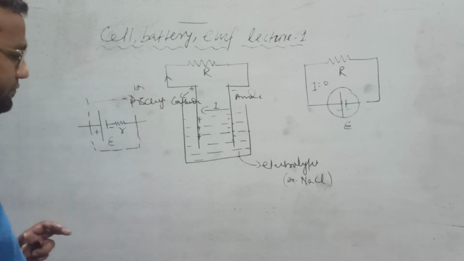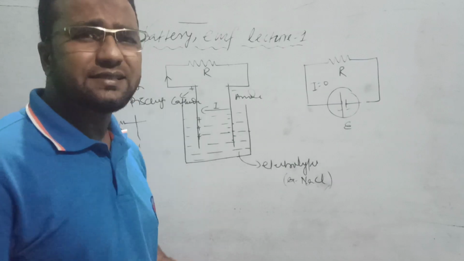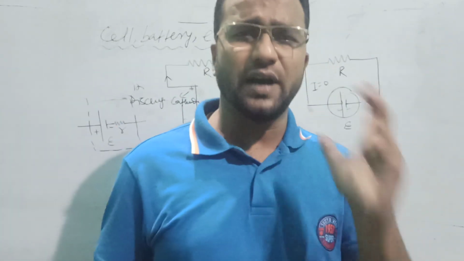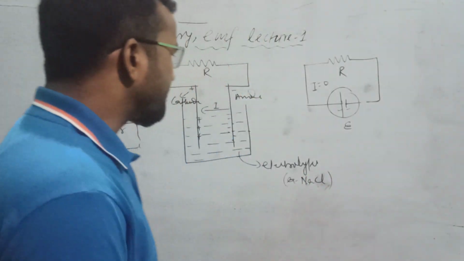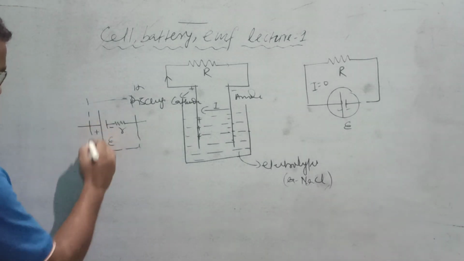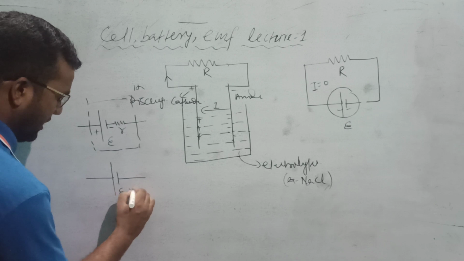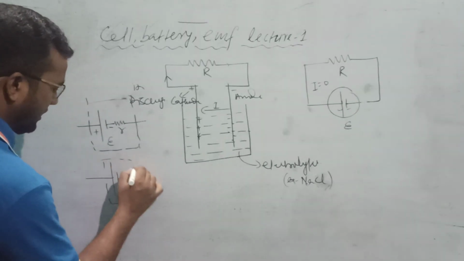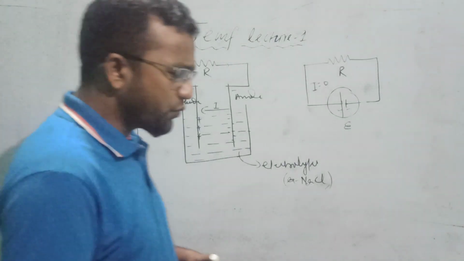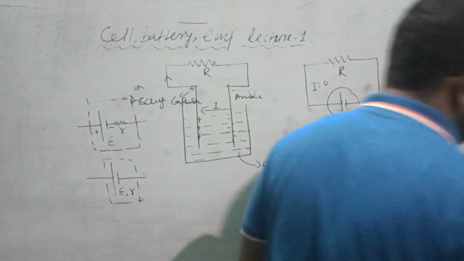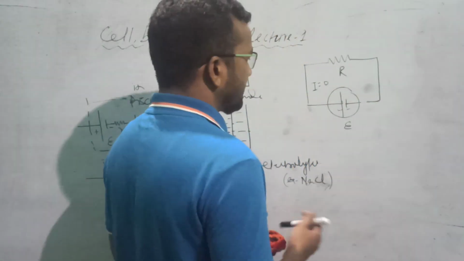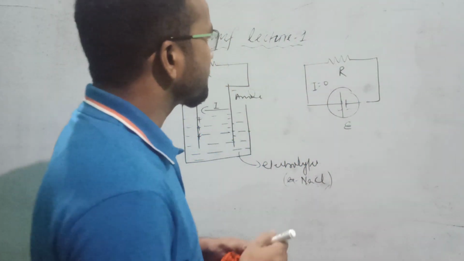This will be the complete symbol of a cell. We know that a cell is a single unit device. We can also draw it simply like this, with E and r. This is also a cell. Now we have some combination of cells in a circuit. We will see that here.